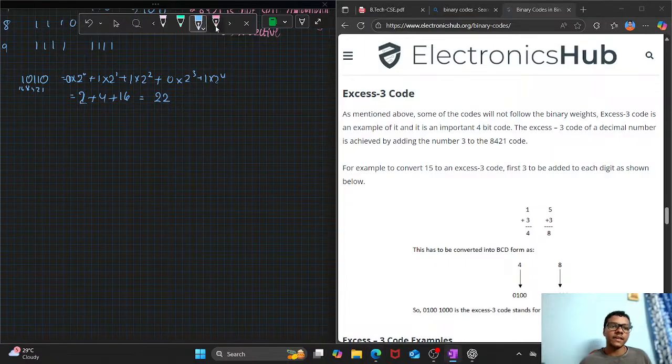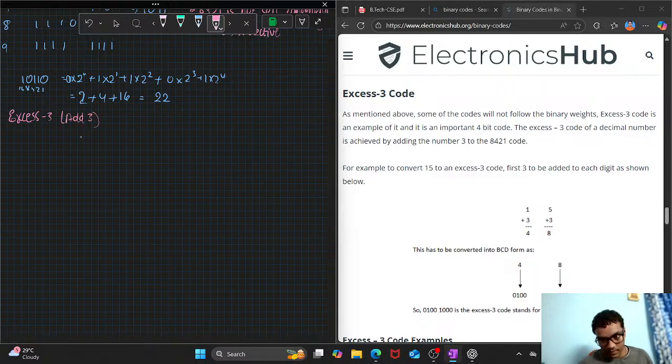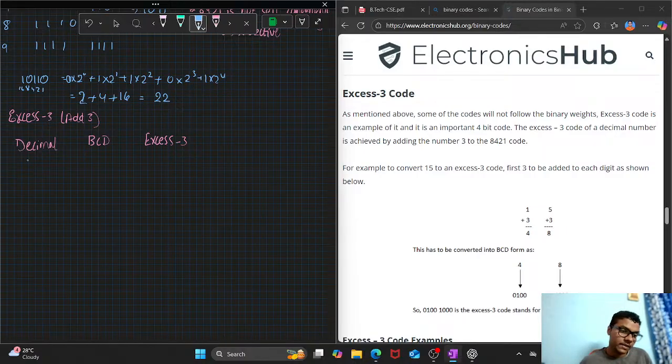And the XS3 code: just add 3, that's it. Let's say we have the decimal digit, its BCD, and its excess 3. Let's fill this table up. 0000 for 0, and I just need to put 10 here.